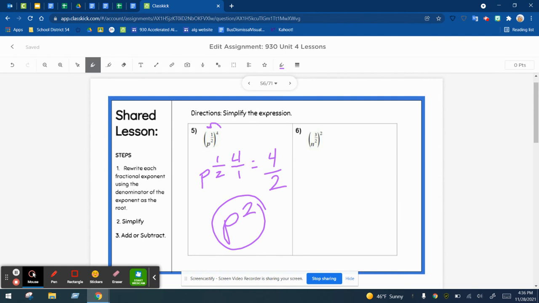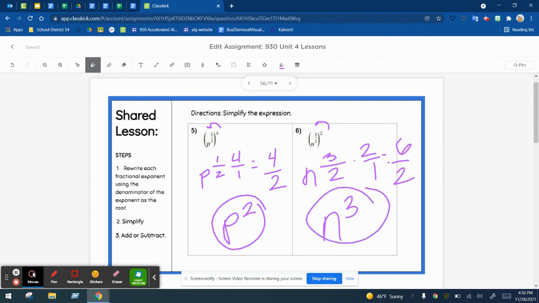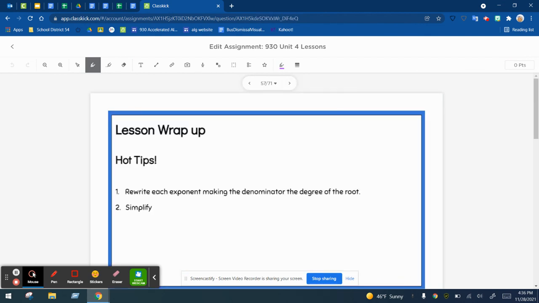We're going to simplify the fraction. Same thing. This would be n to the power of 3 over 2 times 2 over 1. So we would get 6 over 2, which would simplify to n to the power of 3. So a lot of different things that you can do with fractional exponents. Just remember to make the denominator the degree of the root, and then simplify if possible.